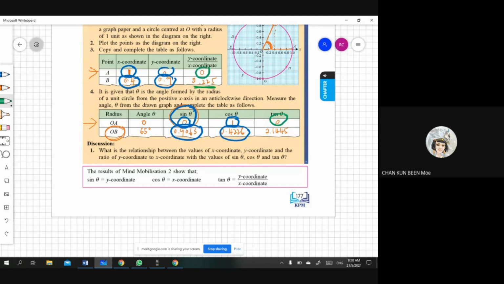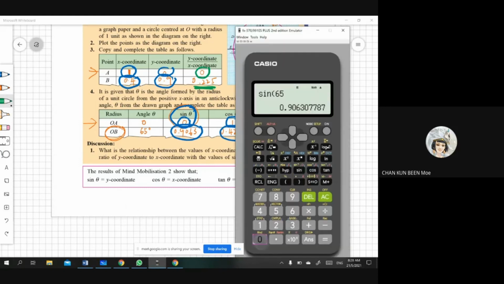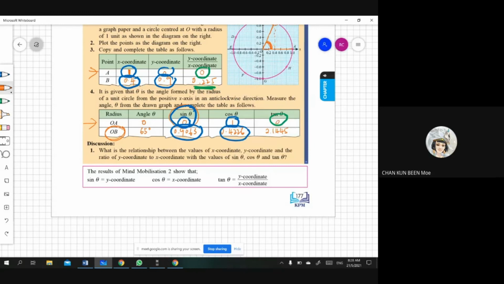how come this one is not the same? There must be something wrong. Let me check. 0.9 over 0.4, 2.25. I wrote the wrong thing. Okay, so it's supposed to be 2.25. So did you notice the values are almost the same? And then for the first one, it's actually totally the same, right?